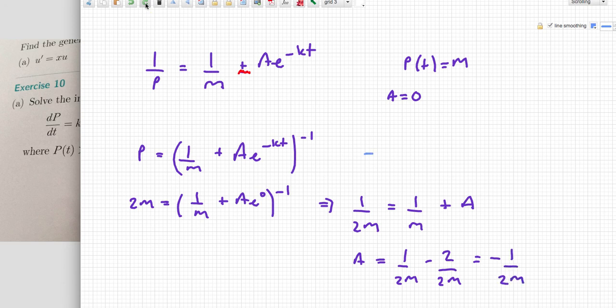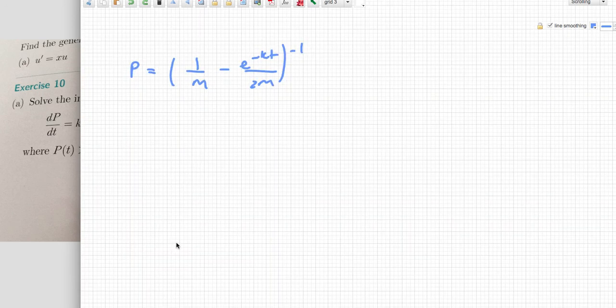So from that, I can put in this solution. p is equal to 1 over m minus e to the minus kt over 2m, because that a is equal to minus 1 over 2m. So minus 1 over 2m, and then the reciprocal of that, so to the power minus 1. Okay, so that's what we have now.